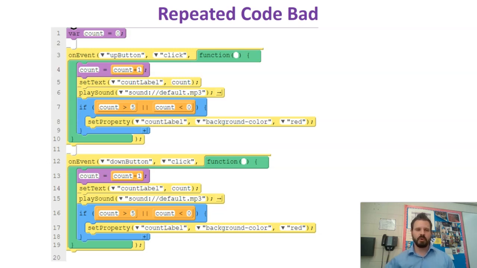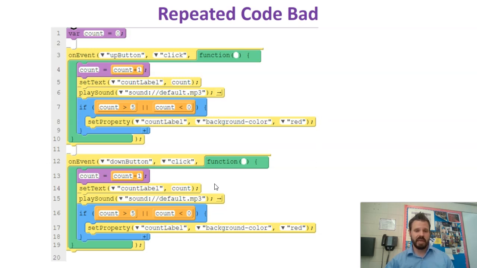I've got a pretty simple program that has a variable called count. We'll start at 0. And then there's an up button and a down button. The up button raises the count by 1. The down button lowers the count by 1. And then both of these handlers update some things on the screen. It sets the count label to count, plays a sound, and then checks to see if count's within a certain range. And if it's out of that range, it looks like it's going to set the label to red.